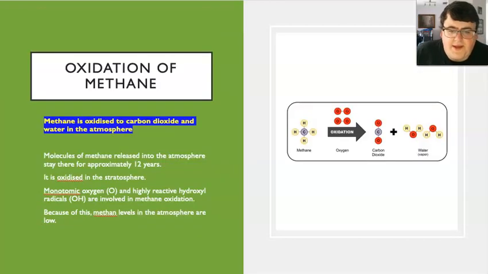Then methane, once it's created, moves up into the atmosphere where it will stay. Those molecules of methane will stay there for approximately 12 years. While it's in that atmosphere, it's stored in the stratosphere where it actually goes through oxidation. Because methane is being oxidized in the stratosphere, that's why we have such low levels of methane in the atmosphere itself. But know that when it is up there and it breaks down, it stays there for roughly 12 years.